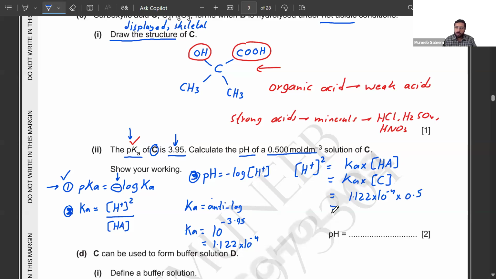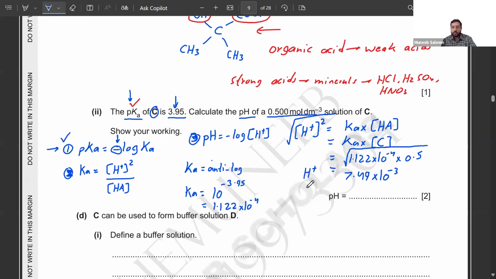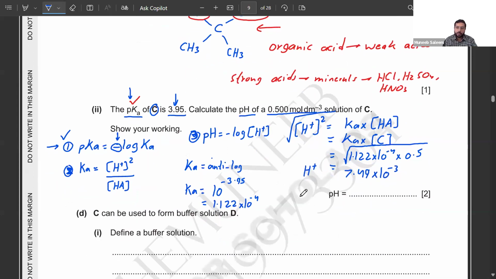Now when you calculate this value, you have to use a square root as well, because this answer is in square root. So apply the square root over here. When you apply the square root, this part will become 7.49 into 10 raised to power minus 3. Now this is the answer up to this point, where this value belongs to the concentration of hydrogen ion because we have already taken the square root.